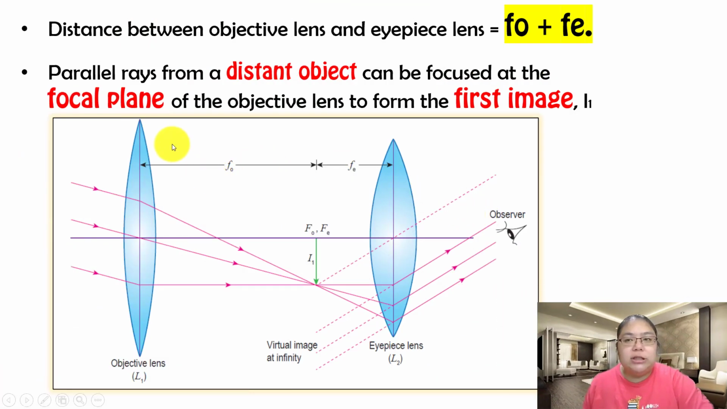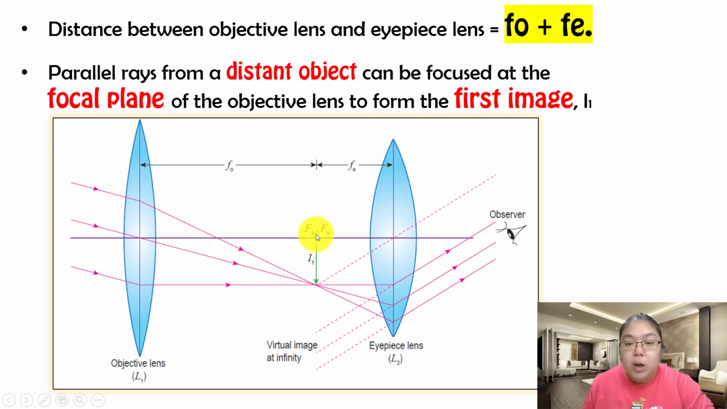Okay, now we continue. The distance between the objective lens and the eyepiece. I want to introduce this one, FO: the distance from the center to FO we call the objective lens focal length. From FE to the center, we call the eyepiece lens focal length. Can you compare? FO is actually longer than FE, and much longer.